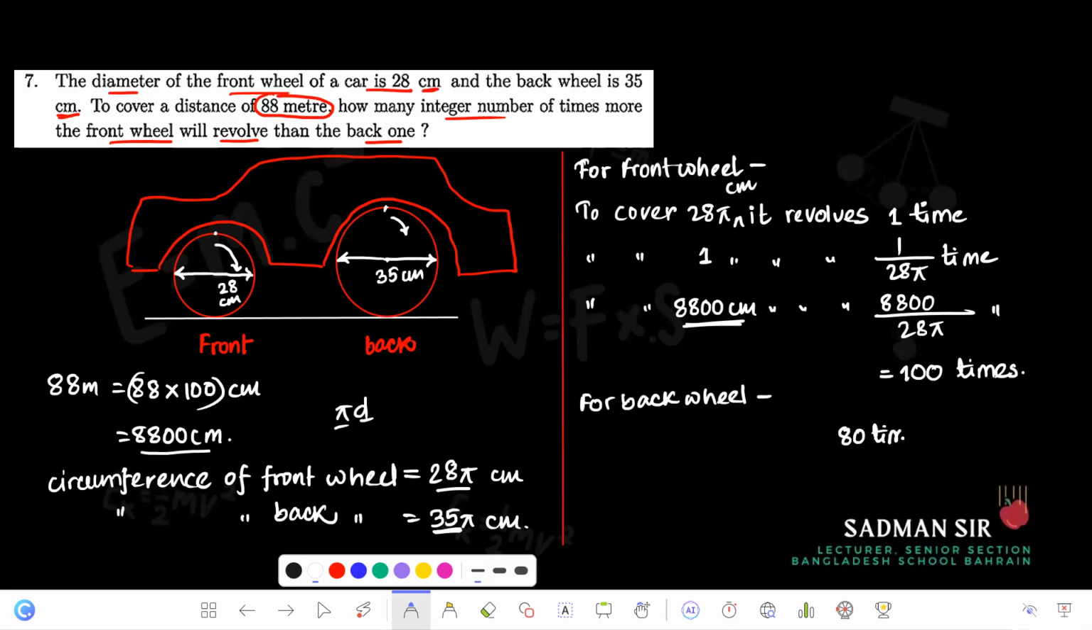Now we know that to cover a certain amount of distance, the front wheel will have to revolve more times because it is small, right? To cover a certain distance, this one has to revolve many more times, the back one a bit less, because in one revolution it covers a lot of distance. Now they are asking how many integer number of times more the front wheel will revolve than the back one. The front one will revolve more, we agree on that, but how many times more?